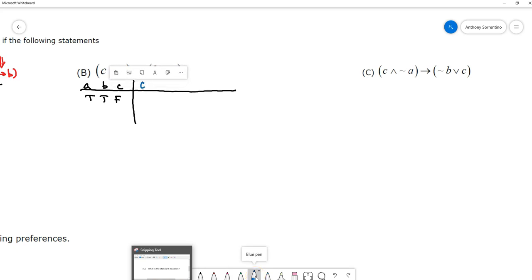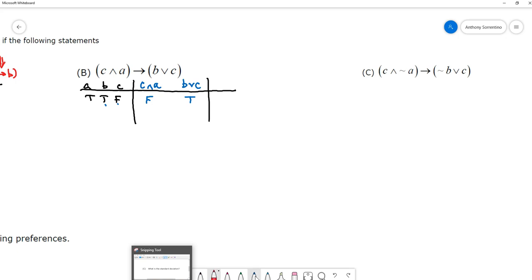C and A. Again, for this to be a true statement, both C and A have to be true at the same time, which is not the case. A is true and C is false. So this is a false statement. B or C, for that to be true, either B or C or both have to be true. And since I have B being true and C being false, this is a true statement. So I have the two groups now done.